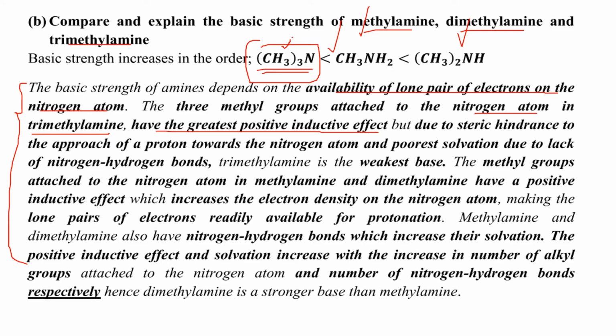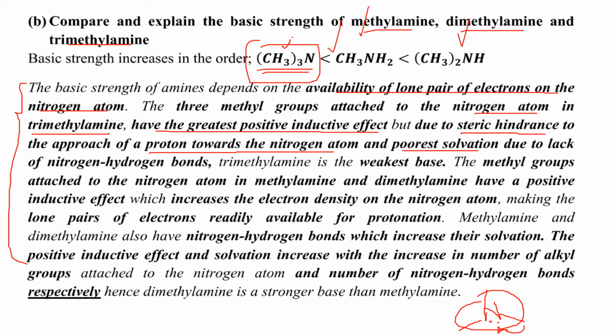But however, due to steric hindrance, when we say steric hindrance, we mean that the methyl groups attached form a cloak, like they entangle the nitrogen atom in such a way that they resist the lone pairs of electrons present from accepting protons. That's what we say by steric hindrance. The three methyl groups oversurround the nitrogen atom, giving no breathing space for lone pairs of electrons to accept protons. So we are saying that, but due to steric hindrance to the approach of protons towards the nitrogen atom, and the poorest solvation.